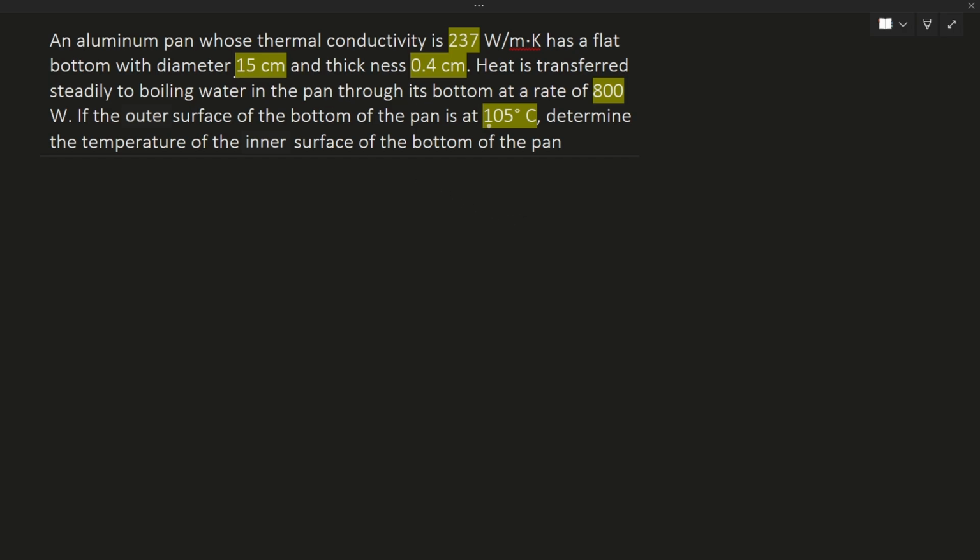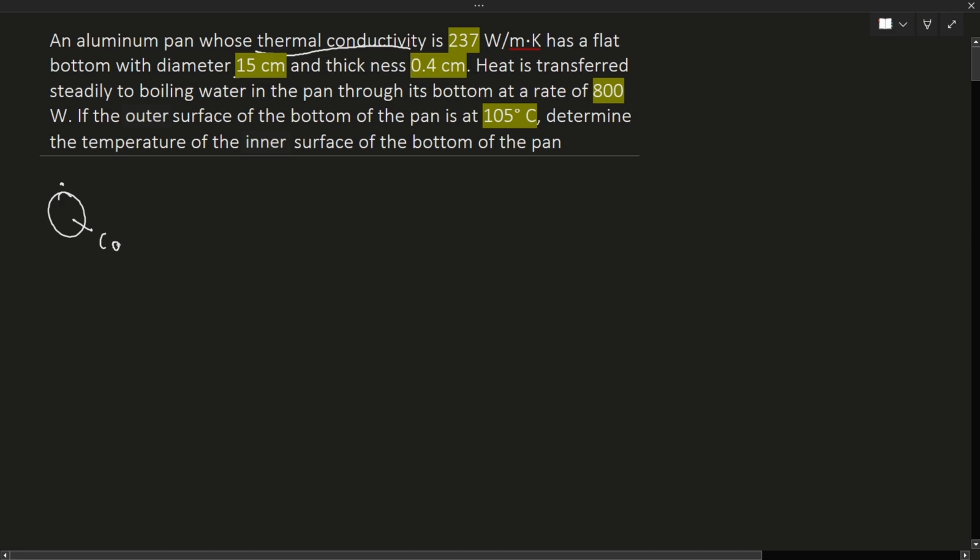It's giving us an aluminum pan, blah, blah, blah. I'm not going to read the whole thing, but wherever you see thermal conductivity, the first thing that you do is you write your conduction equation. That way, you're already going to get partial credits. Negative K times A delta T over delta X. So the question is giving us the diameter of the pan, the thickness, the rate, and one of the temperatures. And it's asking us to determine the temperature of the outer surface of the bottom of the pan.